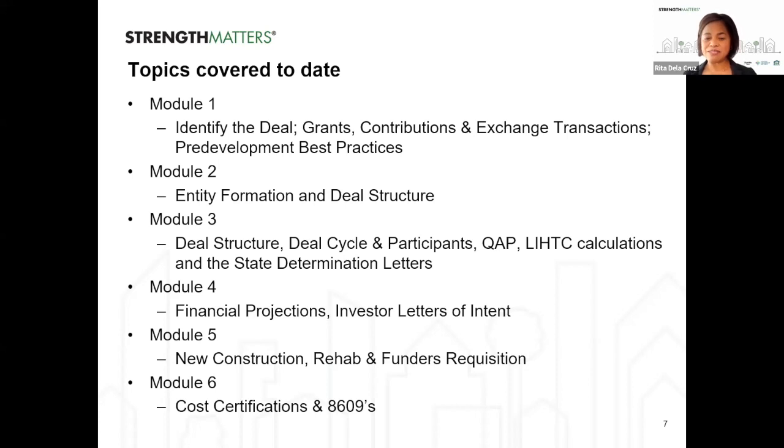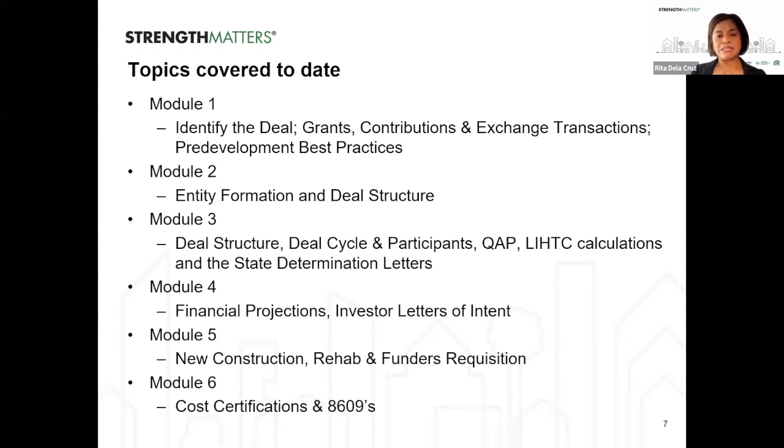And we talked about the state determination letter, which is a letter from your state agency that tells you how much federal tax credit is awarded to your housing project. In Module 4, we went over sample financial projections, which is a tool that you send to your prospective investors in order to attract them to invest in your project.